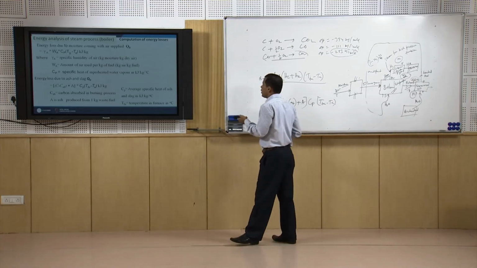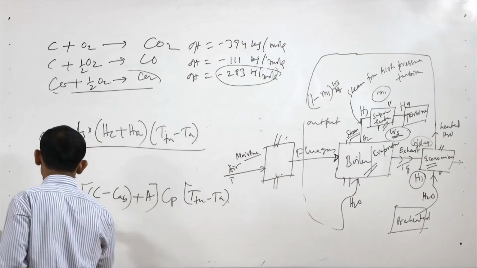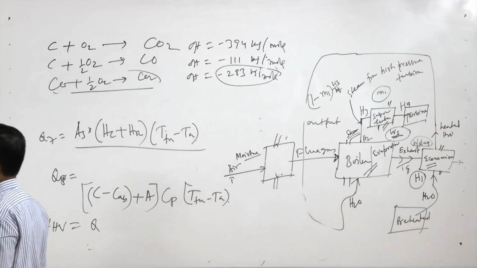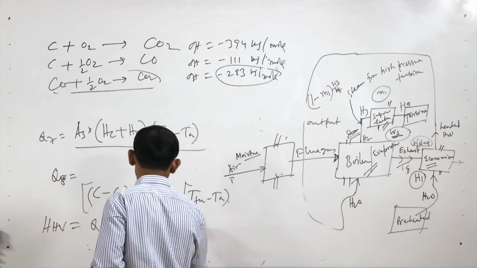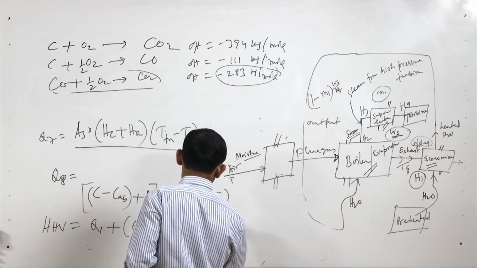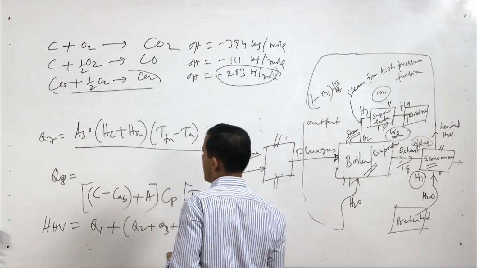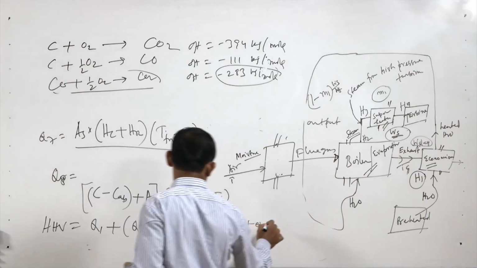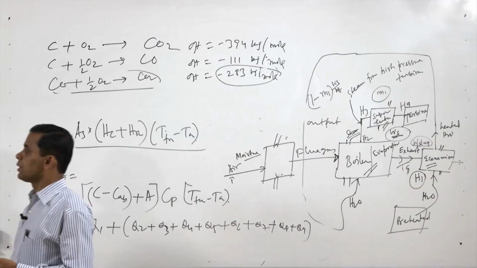Now we have got almost all the losses. So, we can get HHV, which is equal to Q1, which we have got, that is the useful energy, plus the losses. Losses mean the sum of Q2, Q3, Q4, Q5, Q6, Q7, and Q8 and Q9. So, this is the HHV equation.